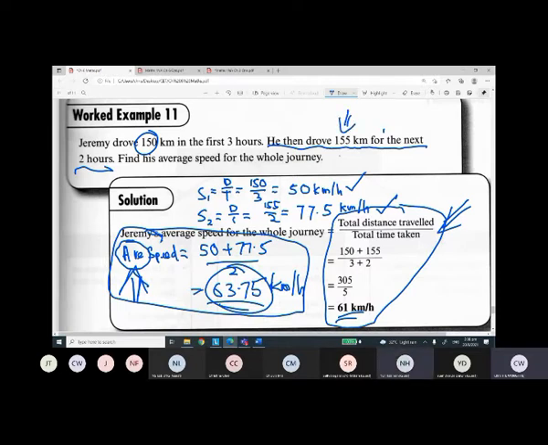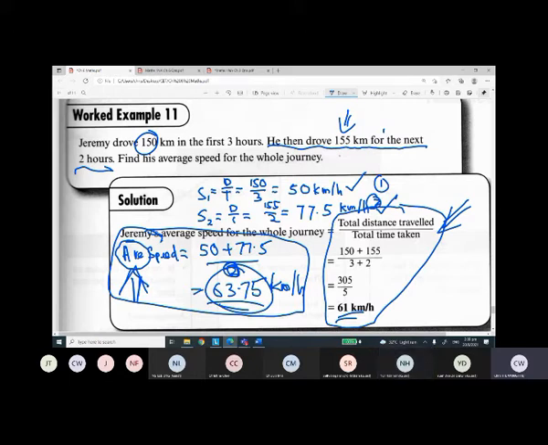Can you see? So after you get the 77.5, then you do 50 plus that, and then total distance divide. Then you take the same 2, put it there too. Where did I get these 2? That's what I was asking. These 2, because there are 2 speeds.